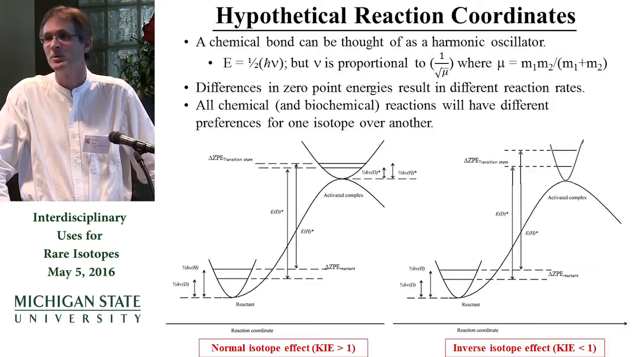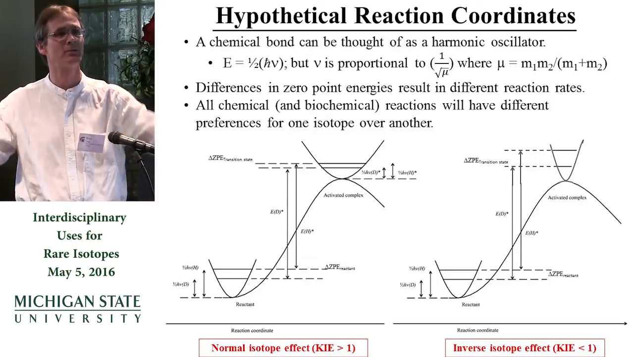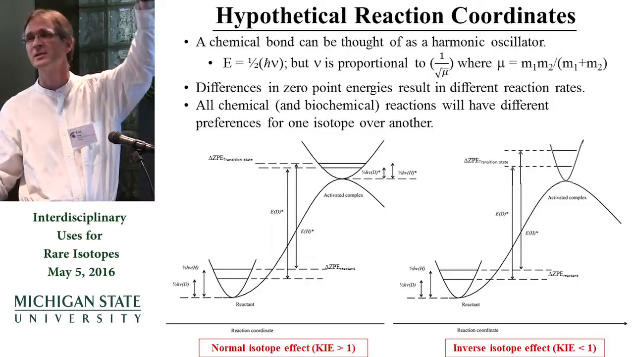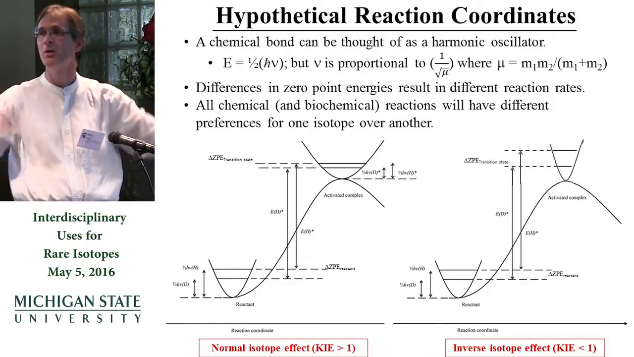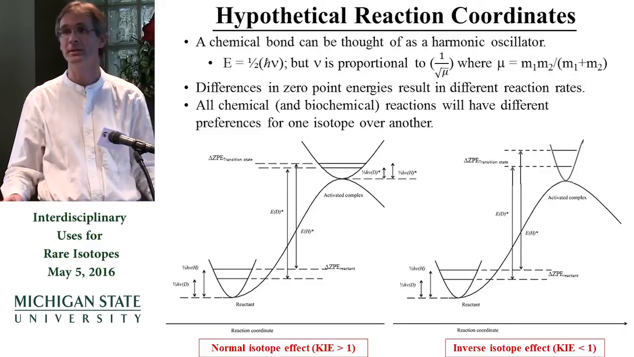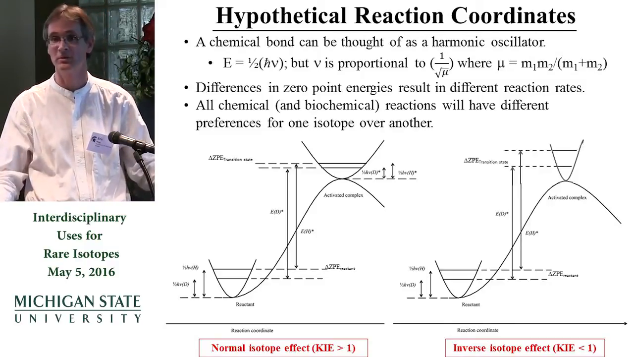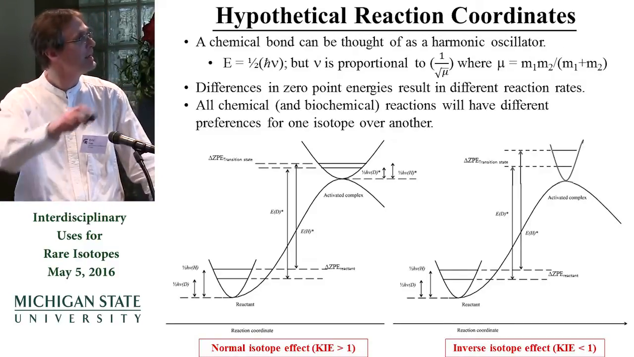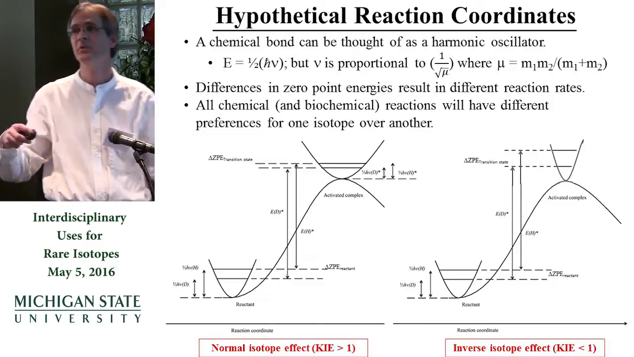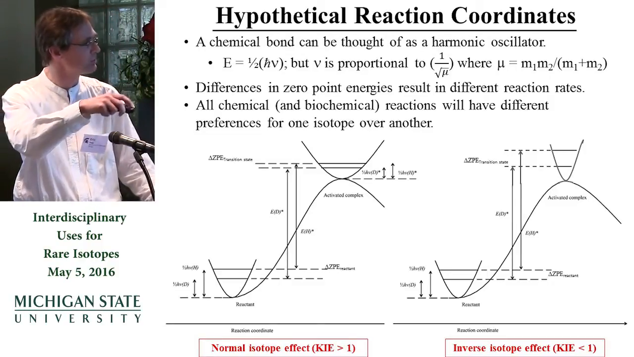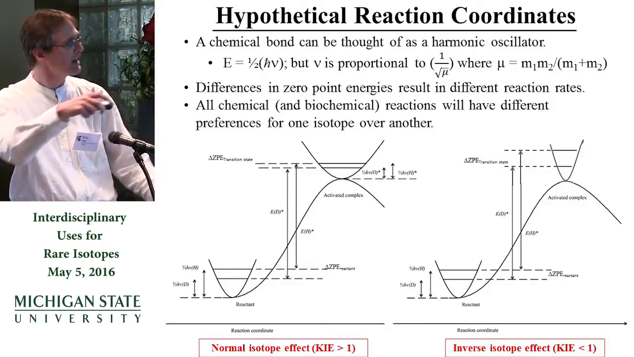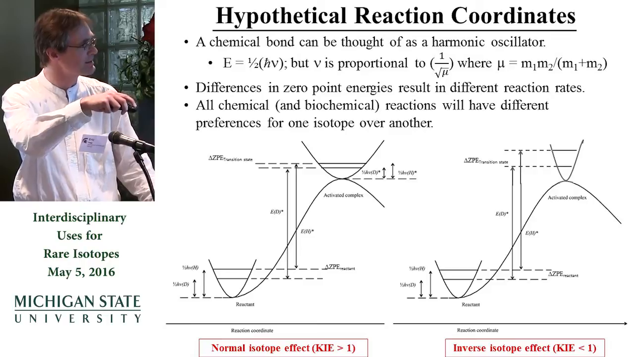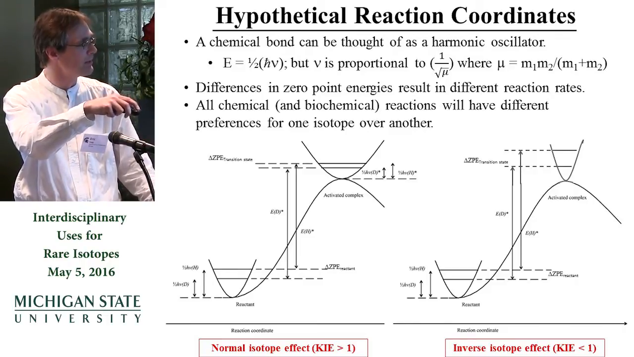You can think of that very simply: if you take two identical springs and attach them both to the ceiling, on one of them you put a bowling ball, on another you put a baseball, and you let them go, which one's going to vibrate more slowly? The bowling ball is going to vibrate a lot more slowly. And because it vibrates more slowly, it has a lower zero-point energy, to put it in simplistic terms. So if this is a very simple reaction coordinate, in the reactant state the heavy atoms will be in a lower ground state than the lighter atoms.